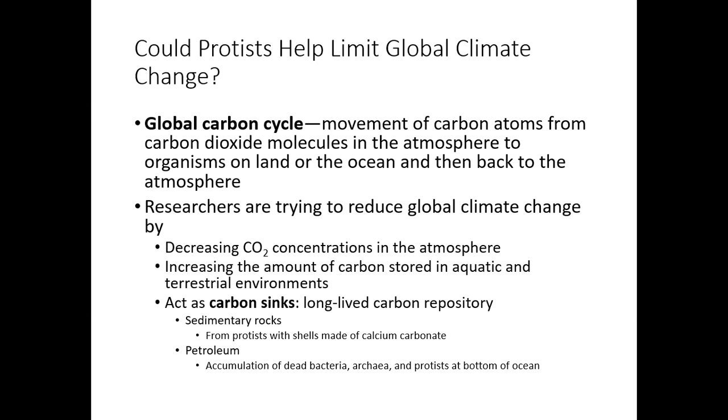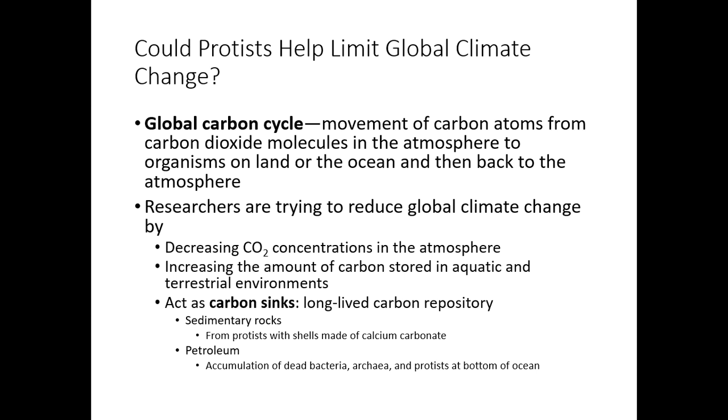So protists could help to limit global climate change and potentially take up large quantities of carbon dioxide, and they carry it to the bottom of the ocean, where they die. So phytoplankton, for example, do this. So the global carbon cycle is the movement of carbon atoms from carbon dioxide in the atmosphere to organisms on land or the ocean, then back to the atmosphere. All right, and generally this happens if you think about it on the land, right? You've got the carbon dioxide in the atmosphere. The plants take in that CO2. They go through the process of photosynthesis and they turn the CO2 into glucose. So these protists do the same thing.